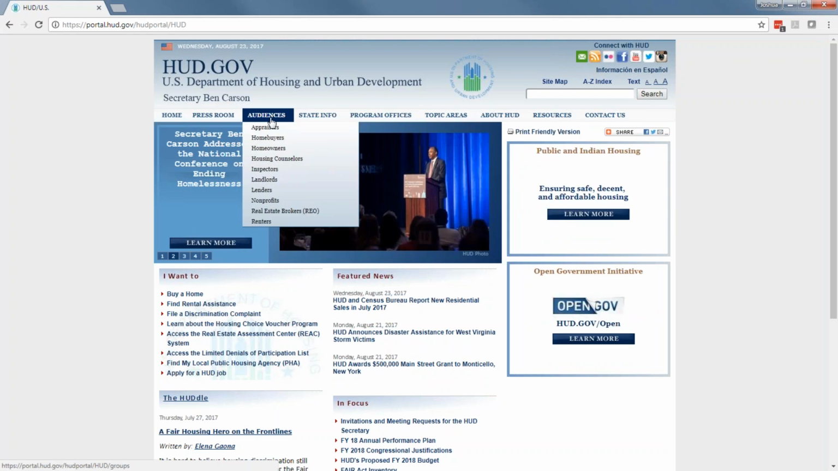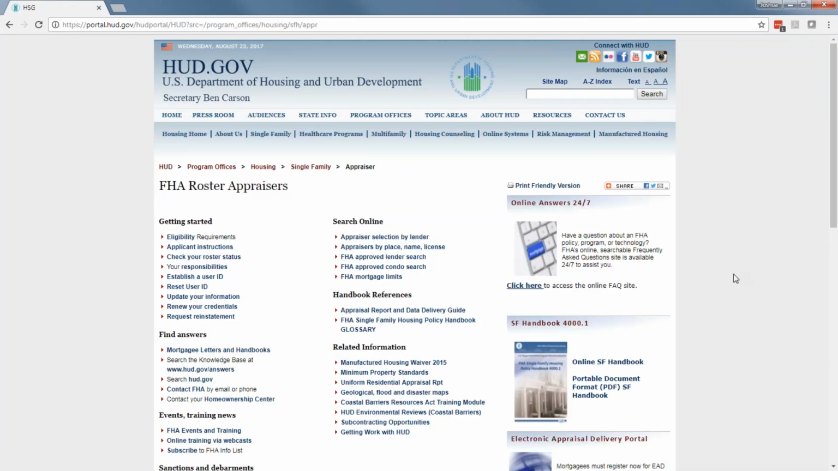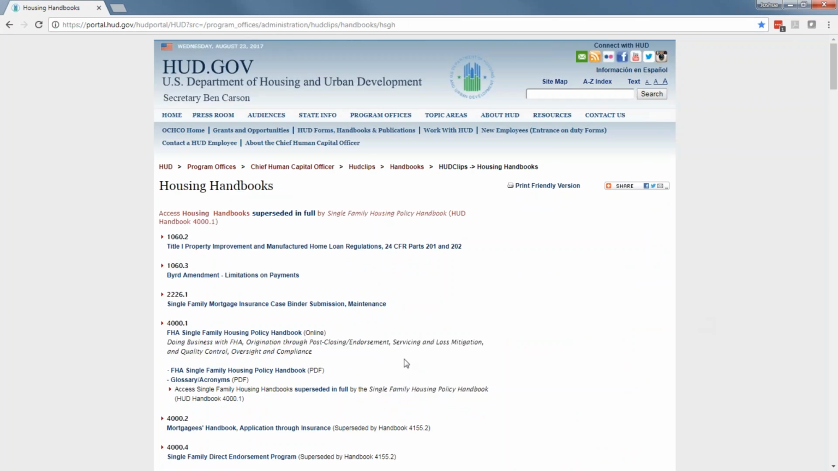First, we're at hud.gov. We go to Audiences, Appraisers. Right there. Click. And over on the right, you can see that we can get right to the Single Family Handbook 4000.1. Let's take a look at clicking here for the PDF version. And actually what it's going to do here is just bring us to the list of housing handbooks. So let's scroll down. We don't actually need to move with this size screen because we can see it right there, 4000.1. And here's the PDF version.